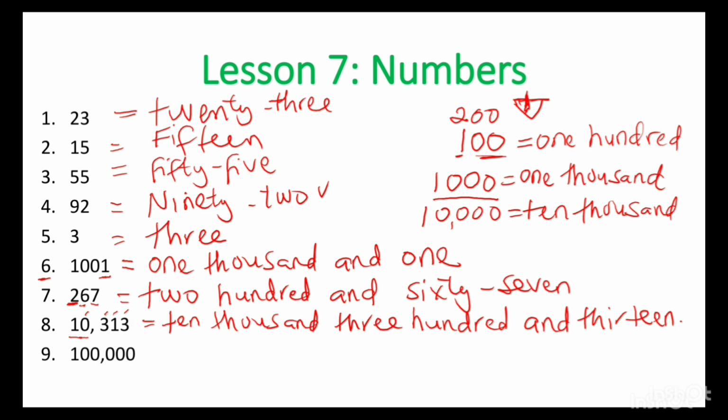Okay, another big number. Haha. Remember, 2 zeros, 100. 3 zeros, 1,000. 4 zeros, 10,000. Now we have 1, 2, 3, 4, 5 zeros. If you remember, in our video in lesson 7, we said 5 zeros is what?